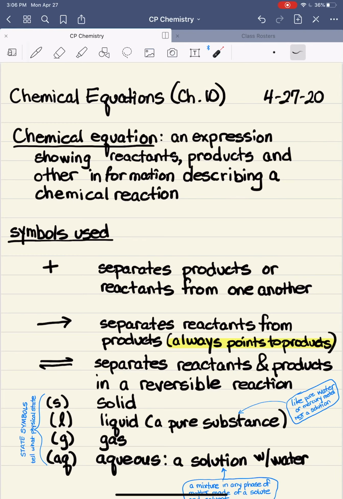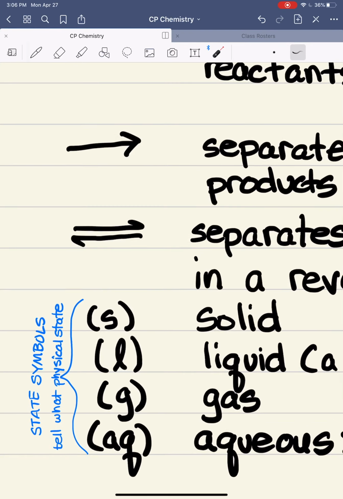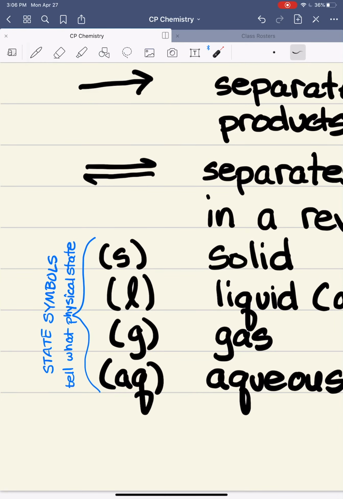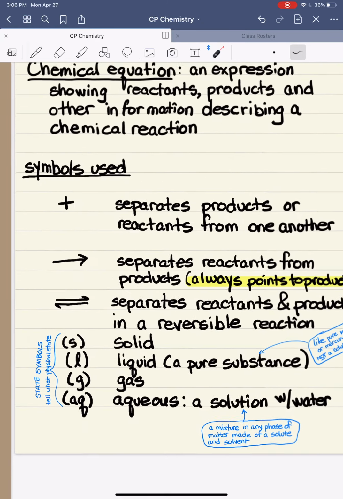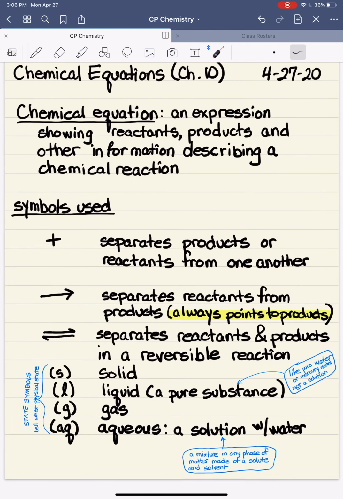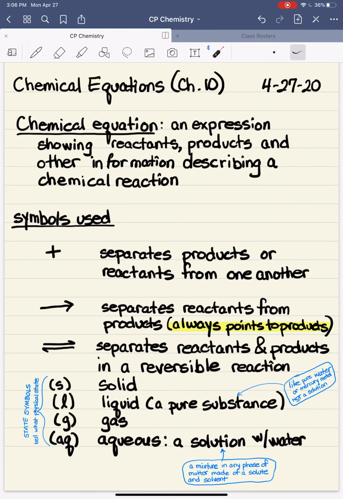All right, now we have the state symbols. There are several state symbols, and they tell us what physical state something is in when it is reacting or has become a product. So, first of all, we have lowercase s. Lowercase s means solid. Pretty obvious.